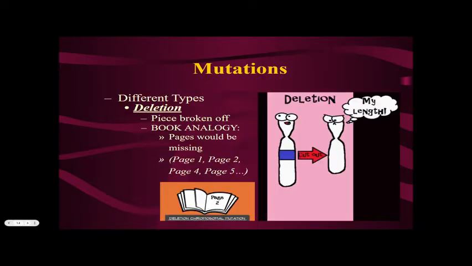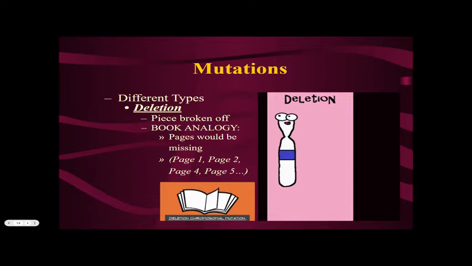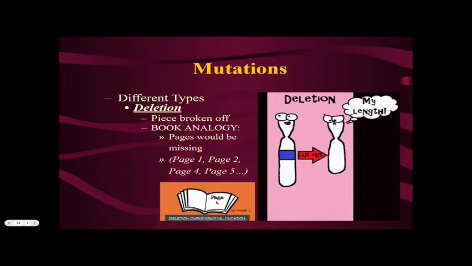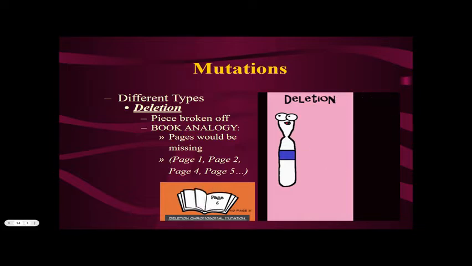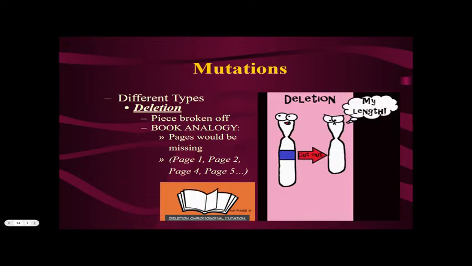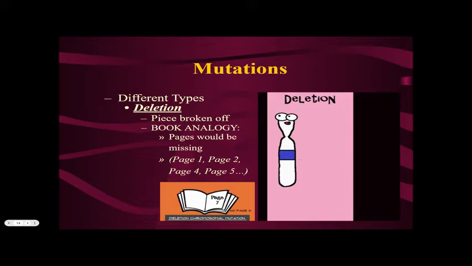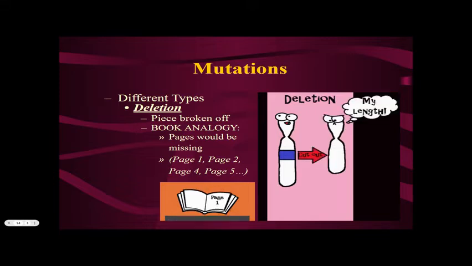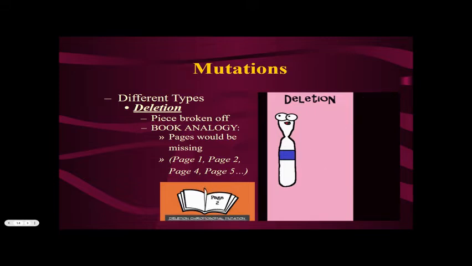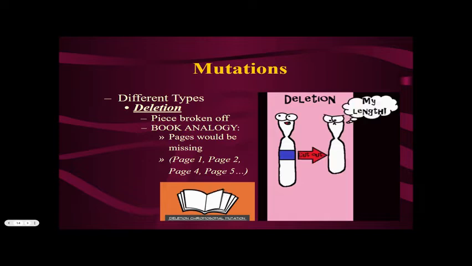So first we have a deletion, and in a deletion, a piece is broken off of a chromosome. If we're trying to make an analogy of a deletion mutation to a book, it would be like reading a book with pages missing. We might have page 1, page 2, and then all of a sudden page 3 is missing. And then it goes to page 4 and to page 5.